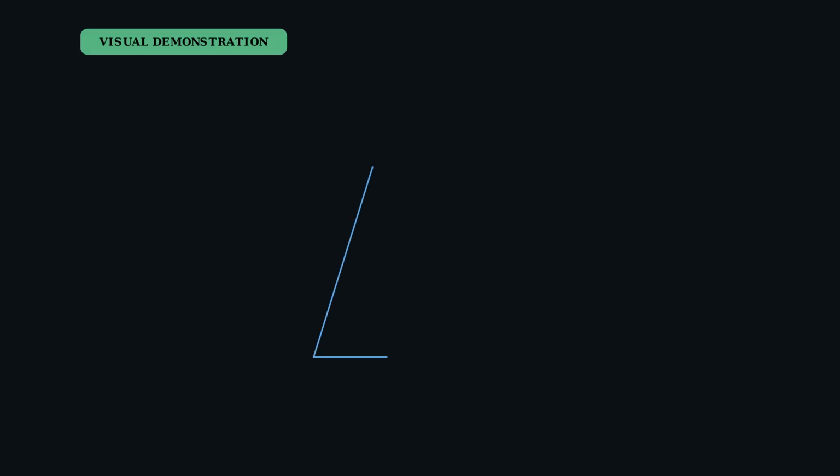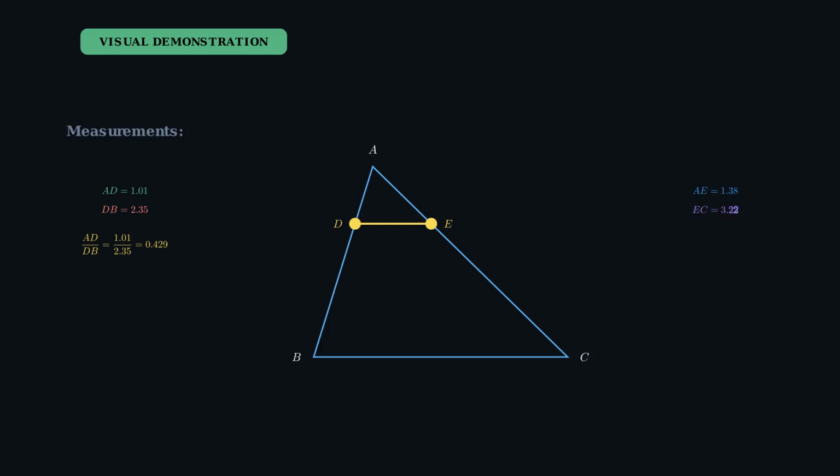Let's see the proportional division in action. In this triangle, DE is parallel to BC. Let's measure the lengths of AD and DB on side AB. Now let's measure AE and EC on side AC. Even though the numbers are different, the ratios AD to DB and AE to EC are exactly equal.